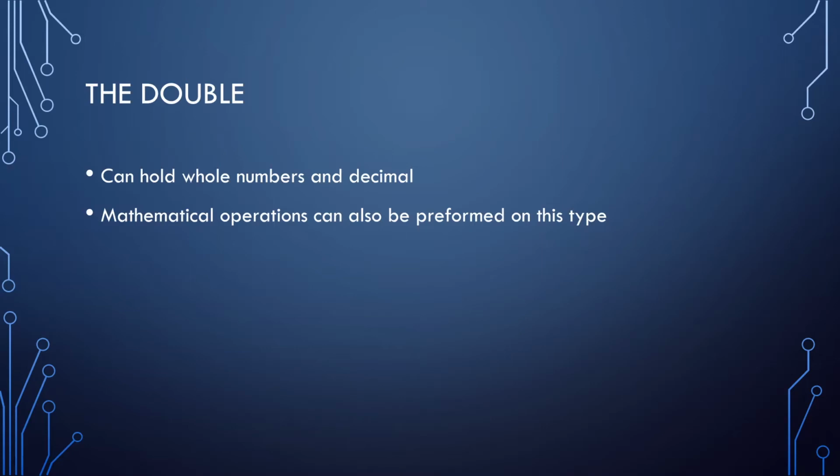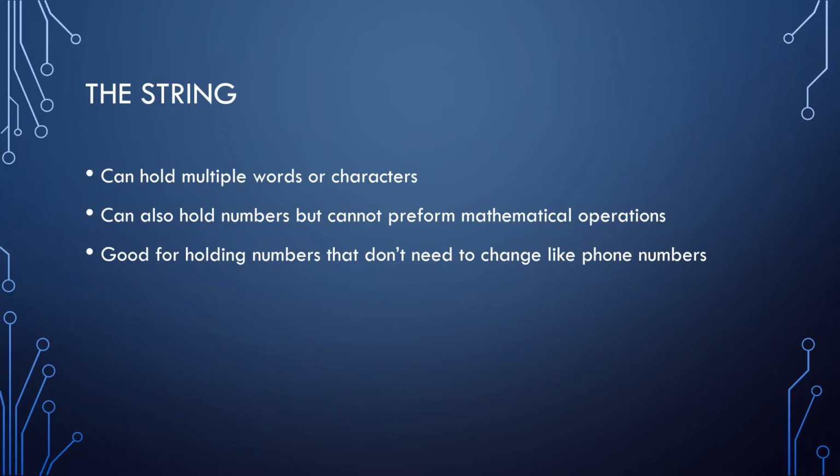The double. This is very similar to the integer. It can hold whole numbers, but it can also hold a decimal number. The integer cannot hold a decimal number. And the double, just like the integer, can only hold up to a certain size or specification. So you can't go infinite decimal places. You can only go to a certain place. And you can do mathematical operations on the double as well. So you can add, subtract, do whatever you want to the double, and math will still be able to be performed on this variable.